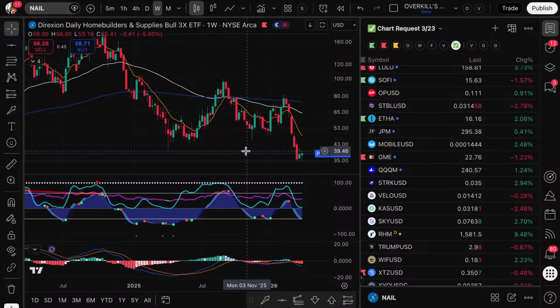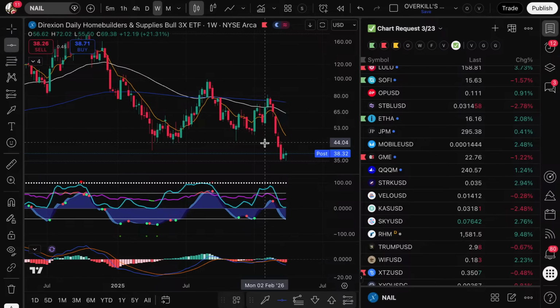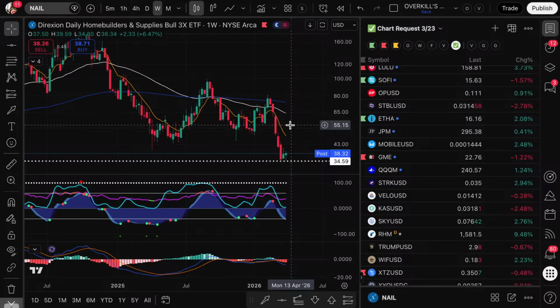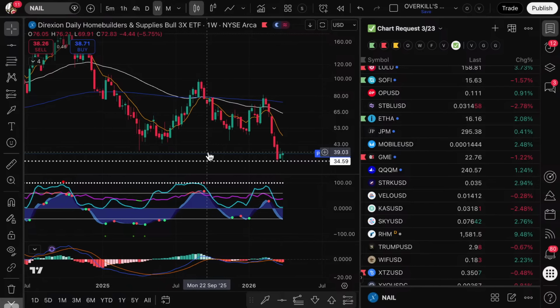Nail. This one's trying to find a bottom here at 35. This is a home builder stock. We are going into April. I don't know a lot of people buying houses these days, folks. I just don't. But watch for the signal.